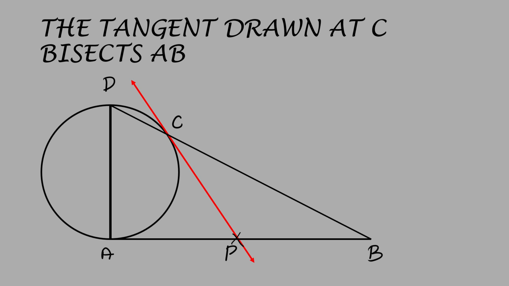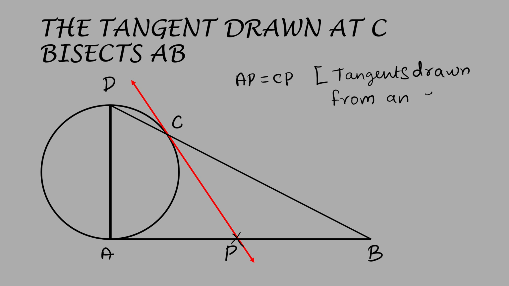And in this diagram we already can prove that AP is equal to CP. Why? Because P here is an external point, and we knew the theorem that tangents drawn from an external point are equal in length. Okay, so which makes AP equal to CP.